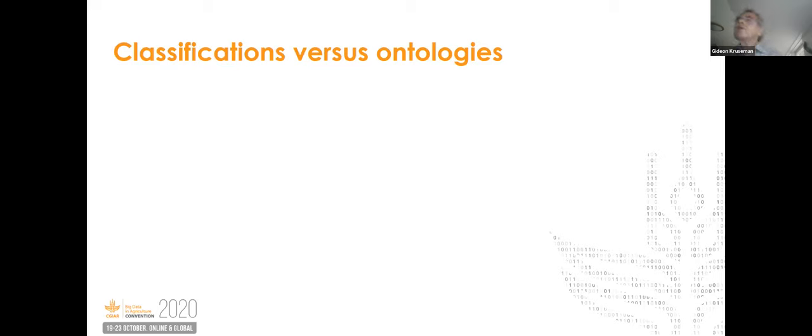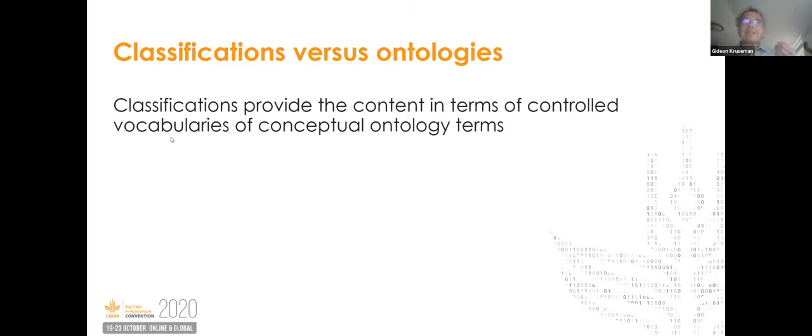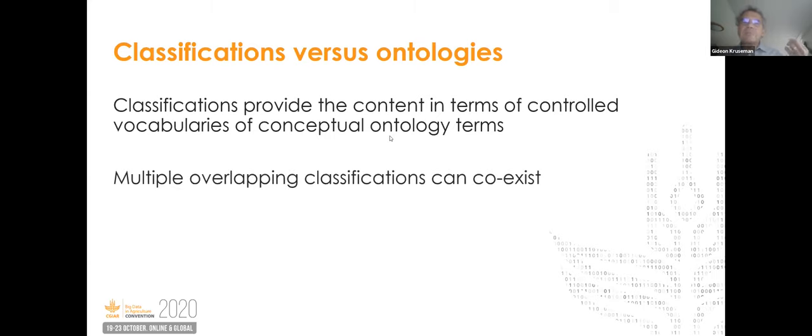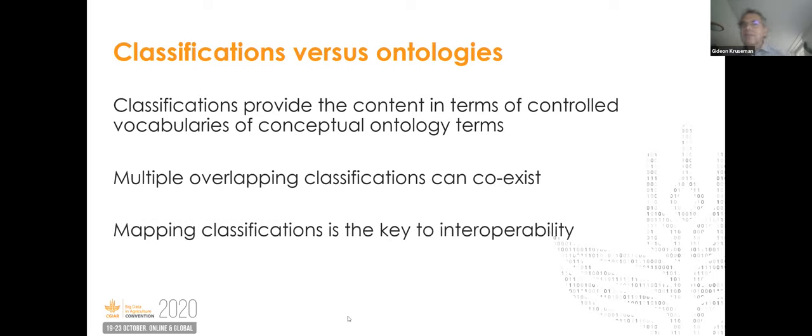So this is where you can have a situation where you have a controlled vocabulary in one place and a controlled vocabulary somewhere else that have terms which cover the same things but have different words attached to it. And so these are the classifications, and these classifications provide the content of the ontology terms, and these multiple overlapping classifications can coexist. Then mapping these classifications is the key to interoperability of data.